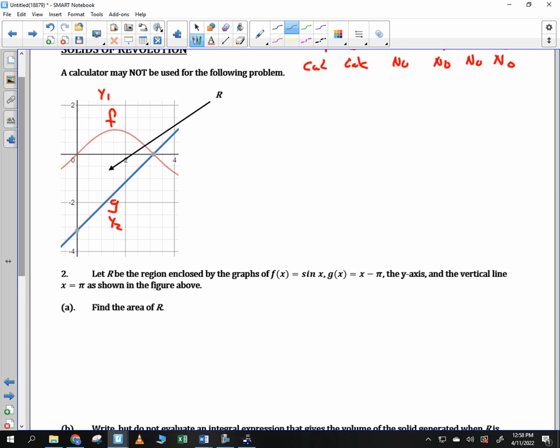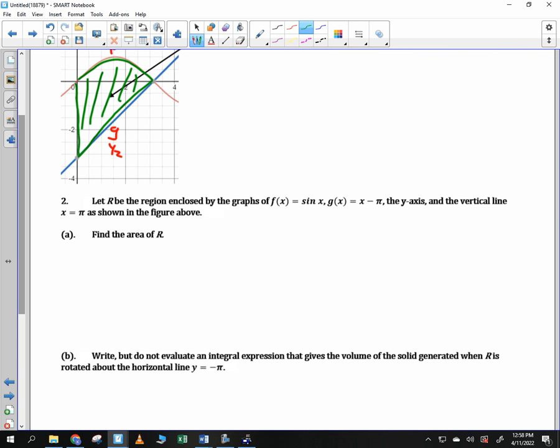The question asks, find the area of R. So we're trying to find this area right here. This is a non-calculator section. That's what we're trying to determine. Somebody please set up the integral for me. F of x minus g of x, so sine of x minus x plus pi. I think you might have written minus pi, possibly. Everybody see why I have plus pi? I have to distribute that through dx. What are my integration points?